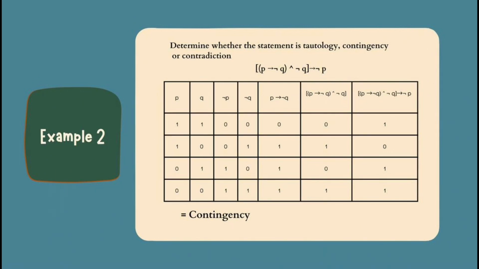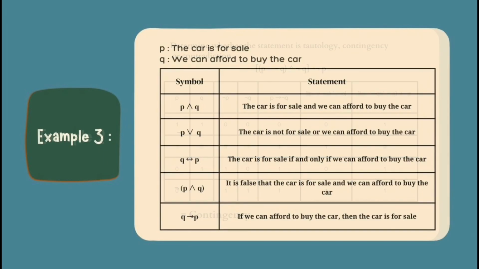For the fifth column, P then not Q. The truth value is 0, 1, 1, 1. The sixth column is P then not Q and not Q. The truth value is 0, 1, 0, 1. For the last column, P then not Q and not Q then not P. The truth value is 1, 0, 1, 1. The last column contains both true and false, so the proposition is called a contingency.